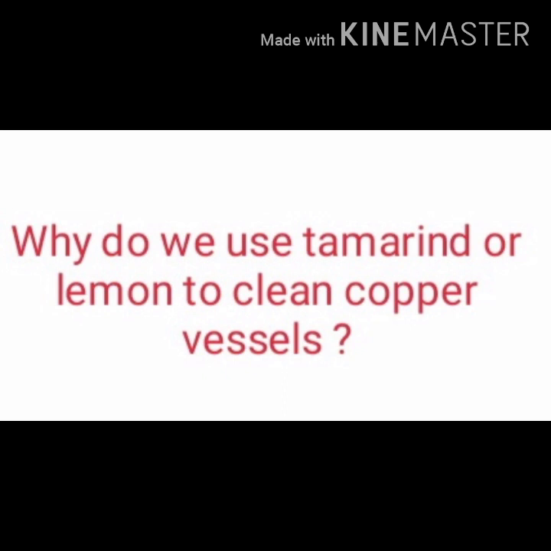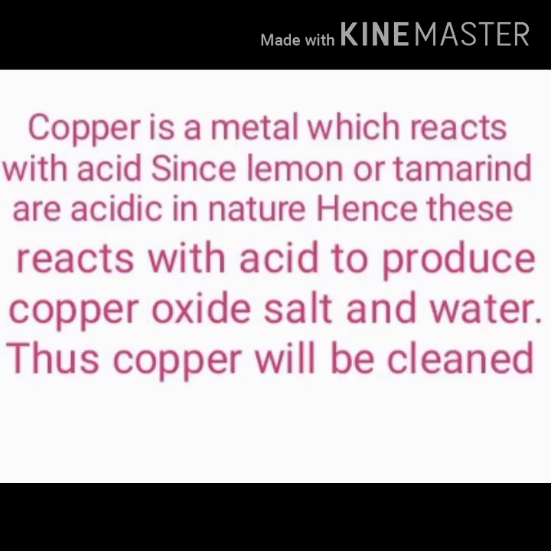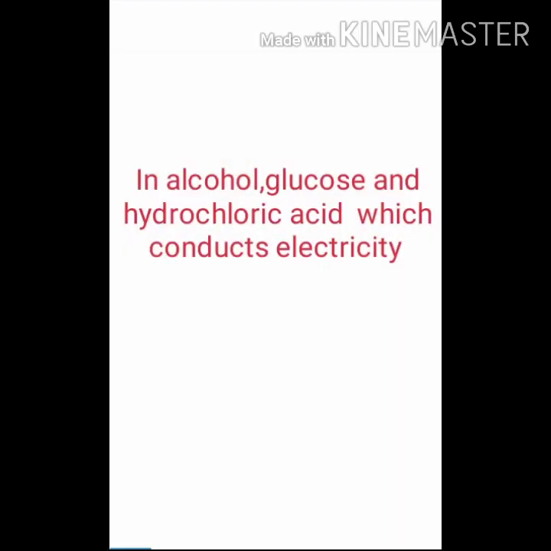So, why do we use tamarind or lemon to clean copper vessels? It's because copper is a metal which reacts with acid, since lemon or tamarind are acidic in nature. Hence these react with copper to produce copper oxide, salt and water. Thus copper will be cleaned. Now let us move on.